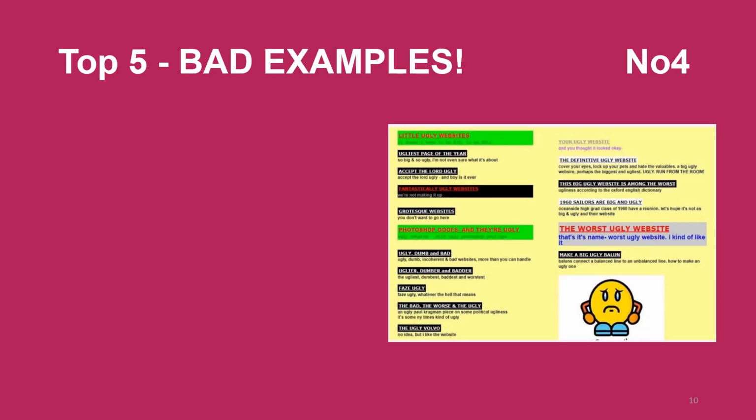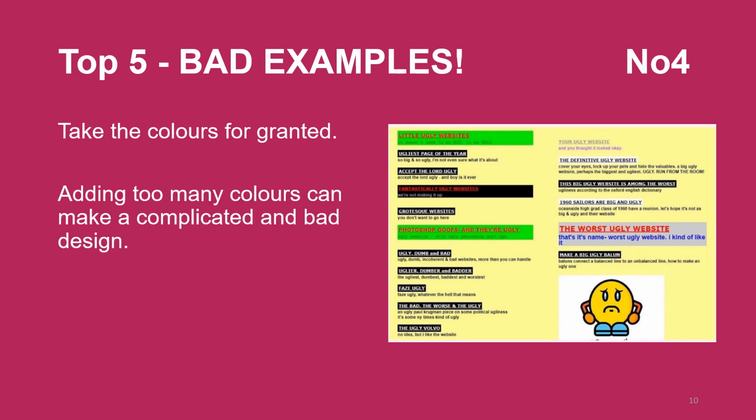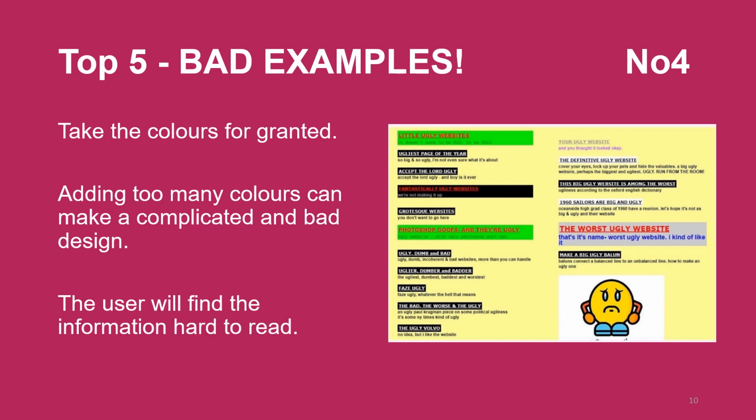This is another bad example, and this time we're looking at colour. Let's not take colour for granted in terms of design. In this example they've used far too many colours, and it's the wrong colours which don't complement each other. Adding too many colours can make a design complicated and it looks bad. The user will find the information hard to read and hard to process.